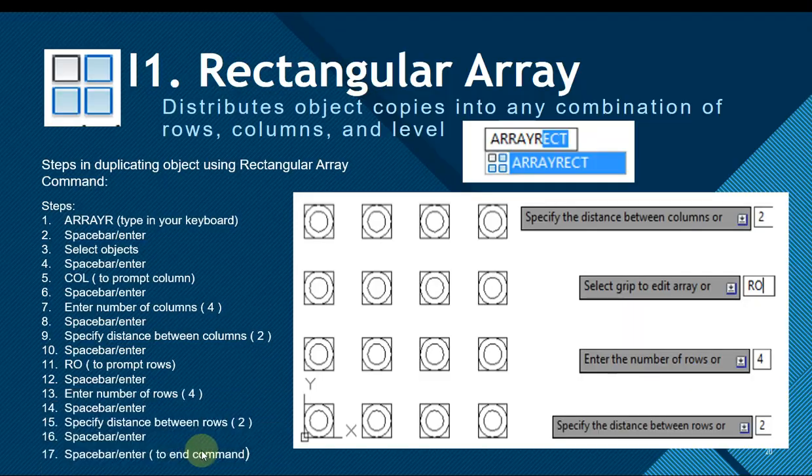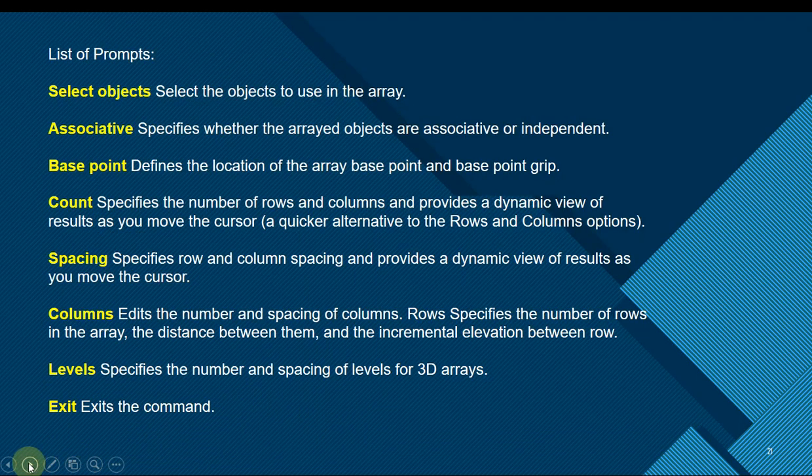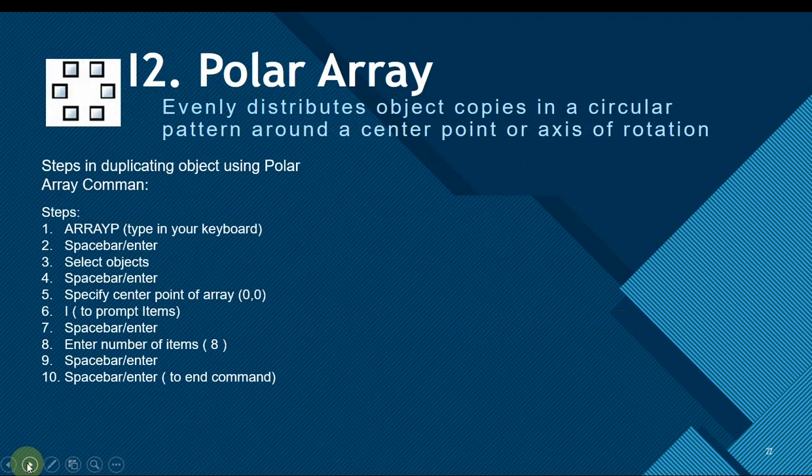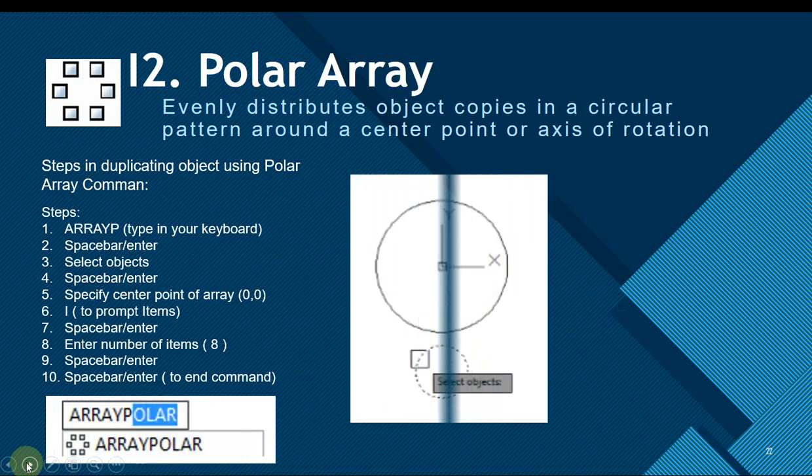Okay. Next array is polar array. What to say by polar? It means we're talking about circular movement. You look at this icon. So, ganito yung magiging itsura niya. So, this object will move into a circular motion. So, for this, kung kanina meron tayong array R, meron tayong array P for polar.